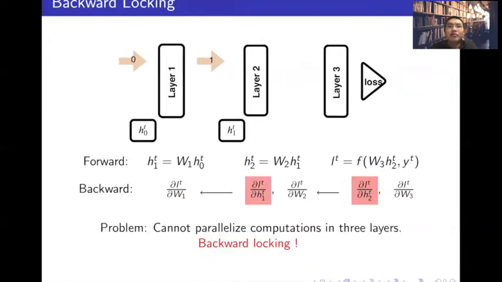However, there is a problem in the BP algorithm, which is called backward locking. The backward locking means that when layer 3 is doing the computation, layer 1 and layer 2 will be idle because the computation in layer 1 and layer 2 is dependent on the output of layer 3. Because of this problem, if we split layer 1, layer 2, and layer 3 to different devices, we cannot parallelize the computation in different layers because of the backward locking problem.